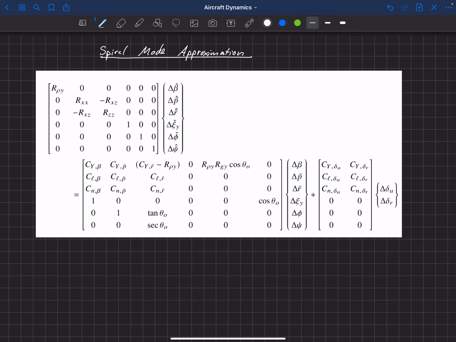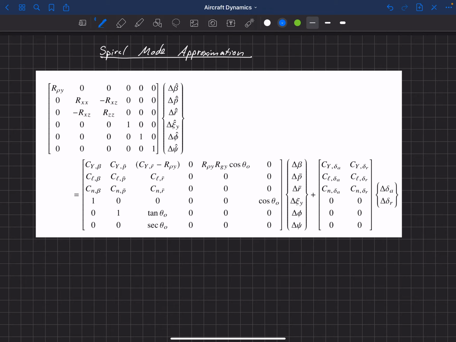Let's now discuss a spiral mode approximation. I'm going to follow what Warren Phillips does in his Mechanics of Flight book. This is his approximation. There's a more traditional one that is used a bit more widely, but he contends that this approximation is a bit better. Not having studied it much, I would just assume he's probably right. He's looked into this stuff pretty deeply.